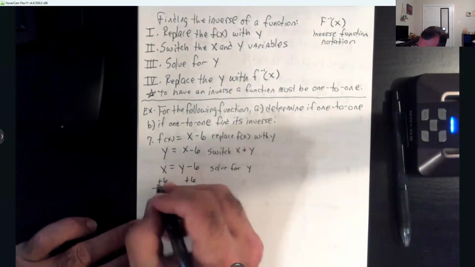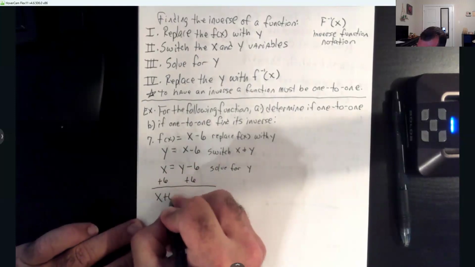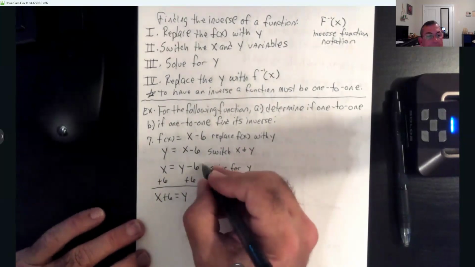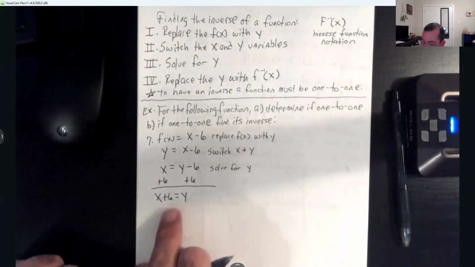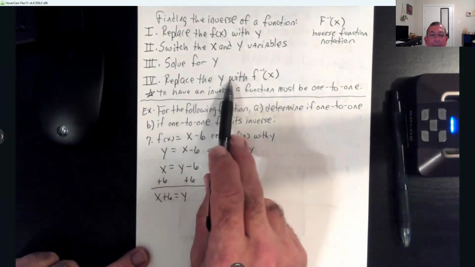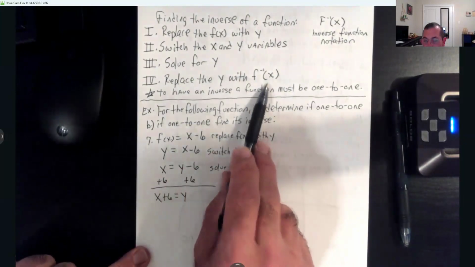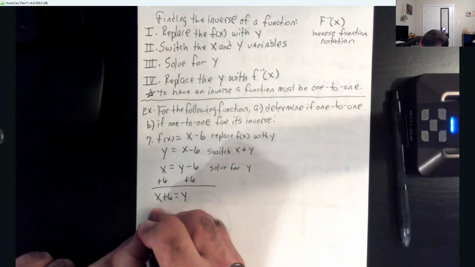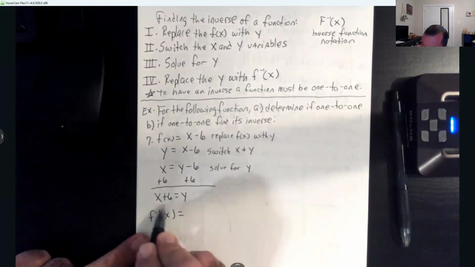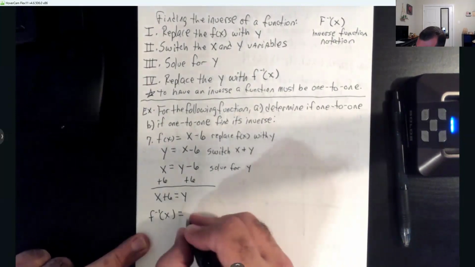So I get my x plus 6. That's going to equal my y, and then them 6's cancel out on that side. So this is now my inverse function. So my last step, replace the y with the inverse notation. So I'm just going to put my inverse notation on the left side, and that's going to equal my x plus 6.